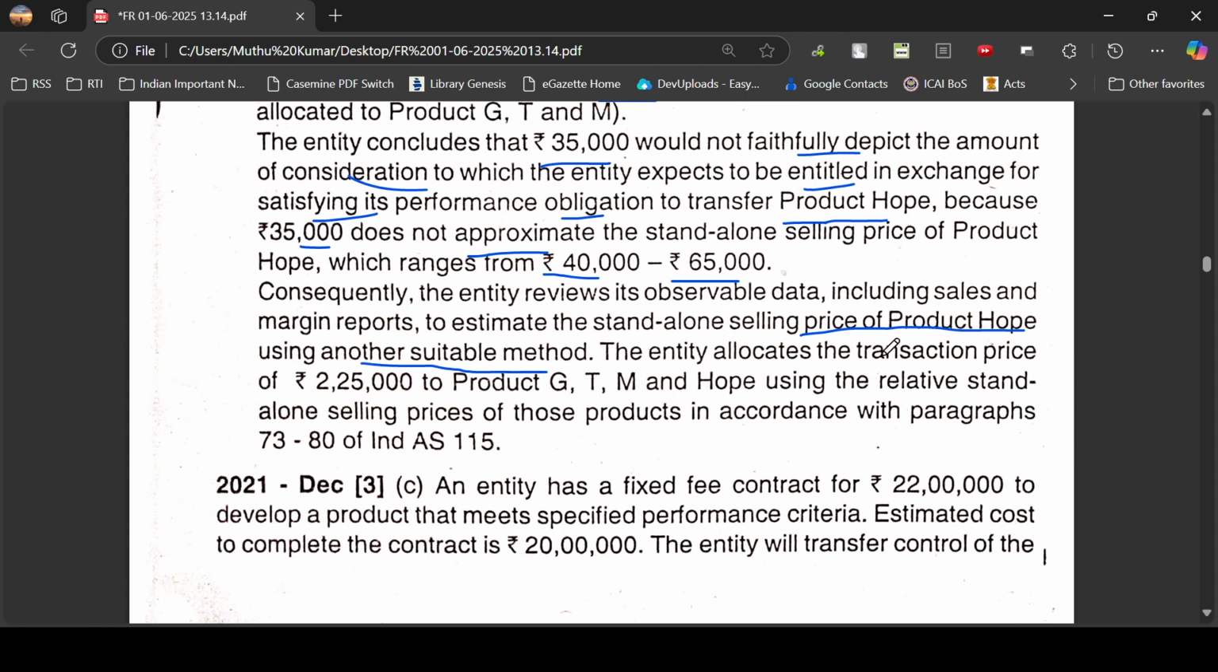The entity allocates the transaction price to products G, T, M, and Hope using their relative standalone selling prices in accordance with paragraphs 73 to 80 of Ind AS 115. As per that, you should relatively distribute the price across everything. You can't press it all on one, you can't sell below the product price.